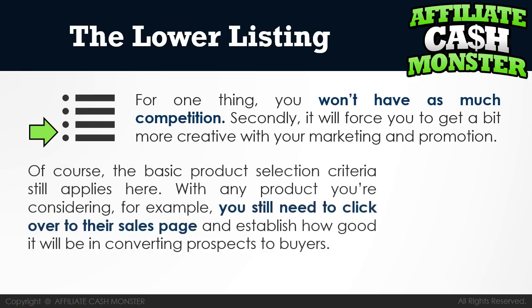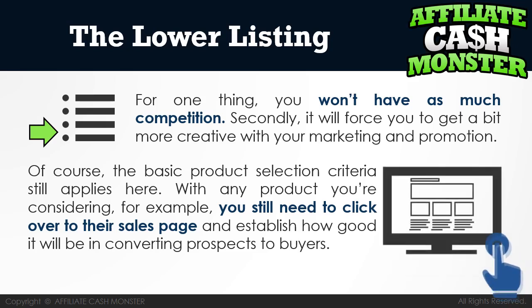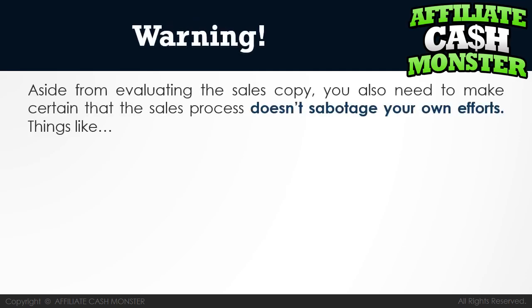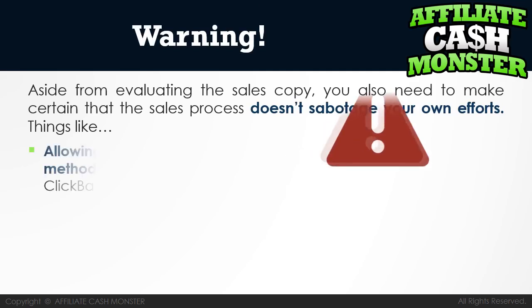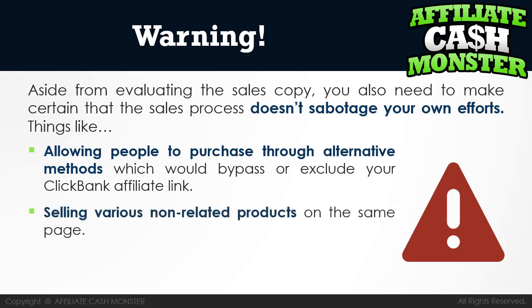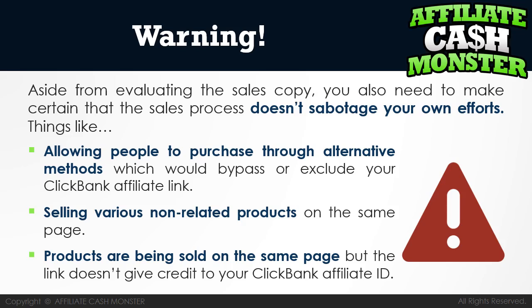Of course, the basic product selection criteria still applies here. With any product you're considering, for example, you still need to click over to their sales page and establish how good it will be in converting prospects to buyers. Aside from evaluating the sales copy, you also need to make certain that their sales process doesn't sabotage your own efforts. Things like allowing people to purchase through alternative methods which would bypass or exclude your ClickBank affiliate link, selling various non-related products on the same page.